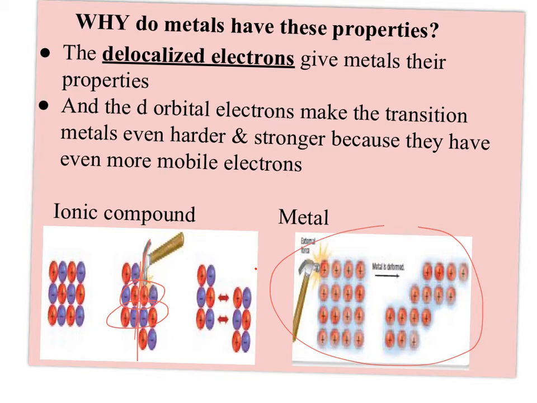And so delocalized electrons give metals many of these properties. It also allows the electrons to move, to be conductive, to give it luster, etc. And the d orbitals of the transition metals make those transition metals even harder and stronger because they have even more mobile electrons available to them.